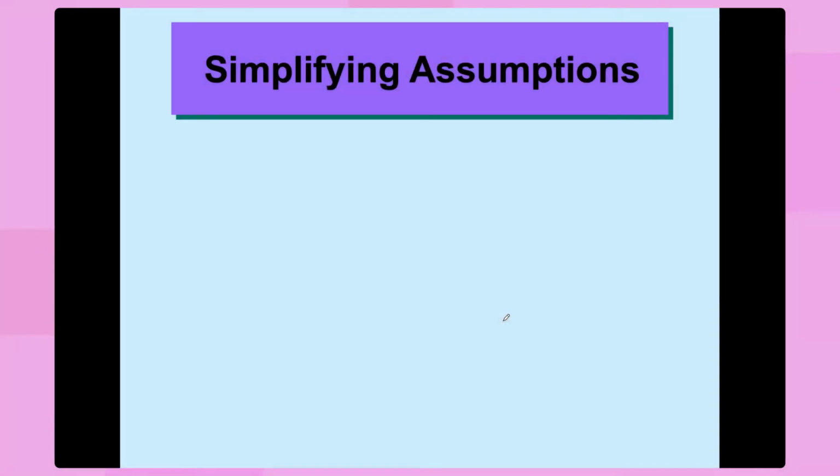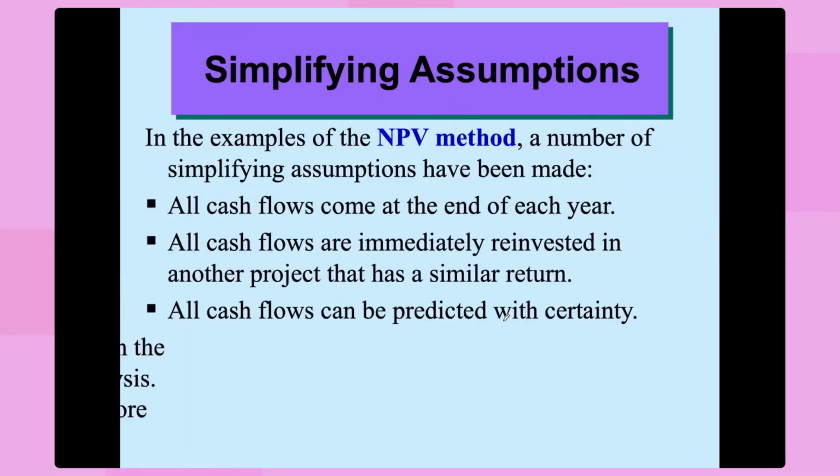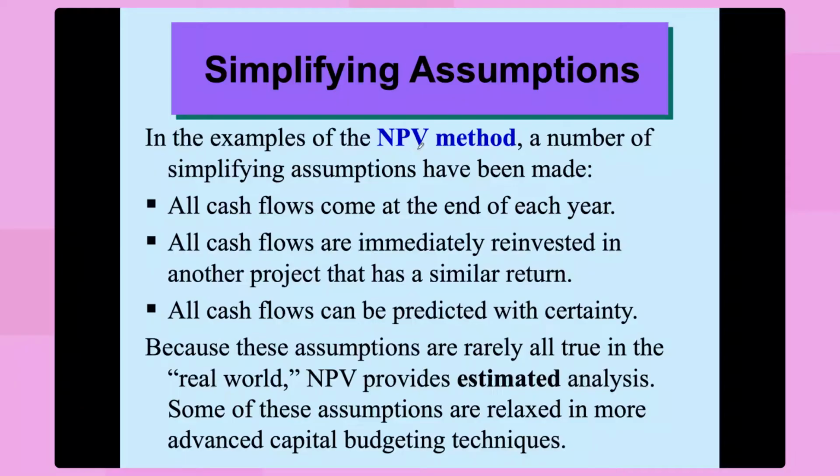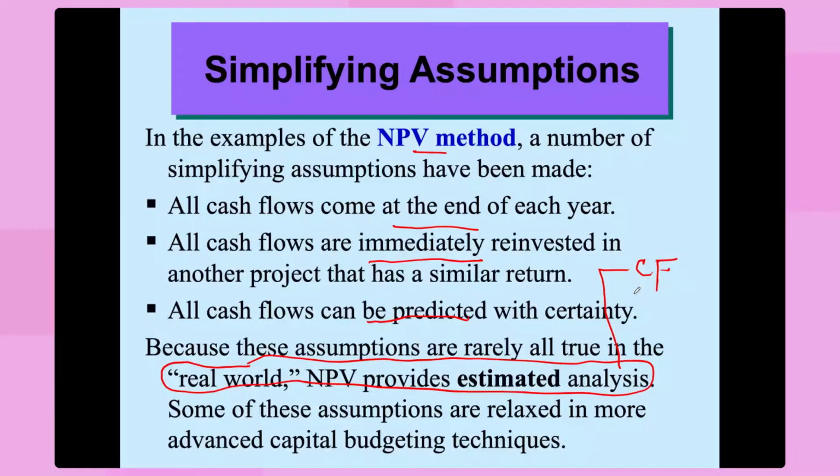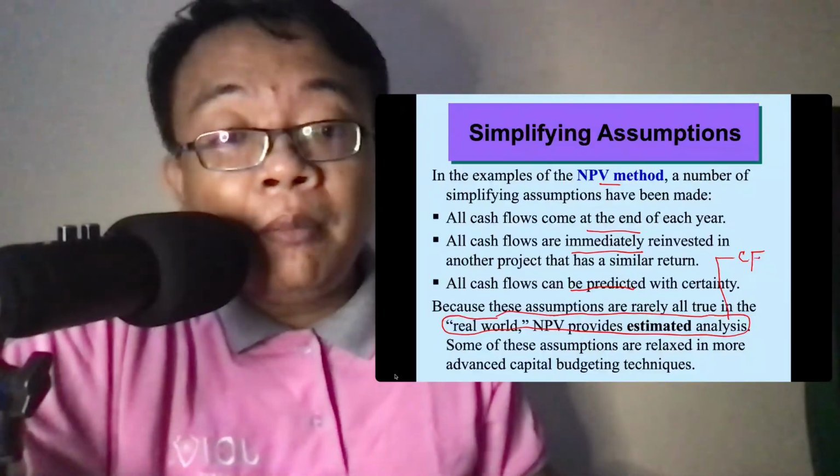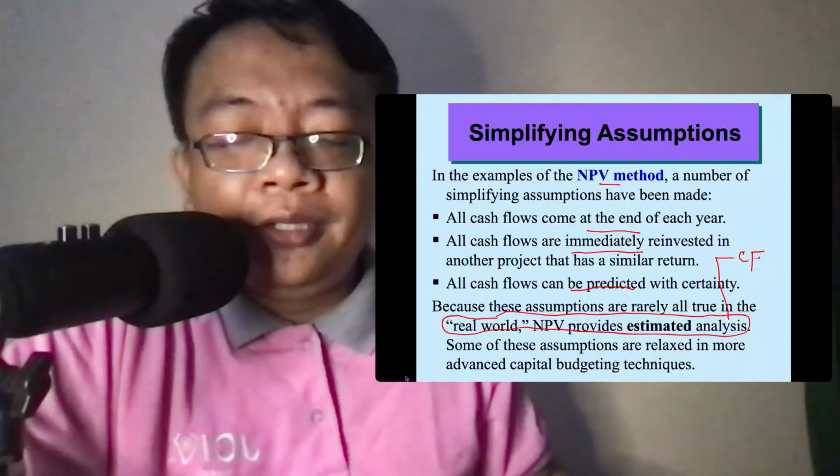To simplify these assumptions, for NPV: all cash flows come at the end of the year, yes. All cash flows are reinvested, yes. All cash flows can be predicted, yes. But take note of this one. NPV in the real world is based on the estimated amount. Everything is estimated, particularly your cash flow. You don't really know if the cash flow is correct, class, because of the risk involved. You don't know if your investment is right.